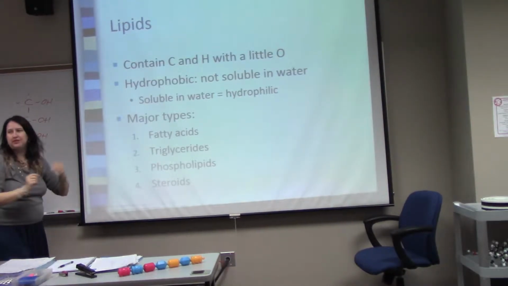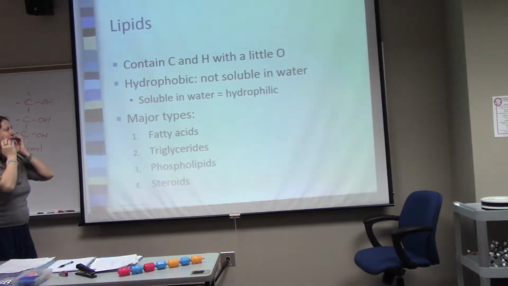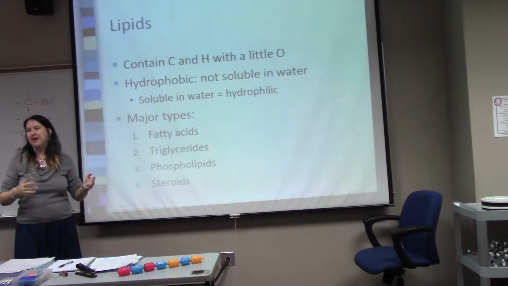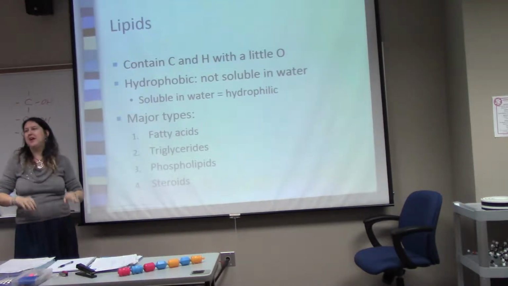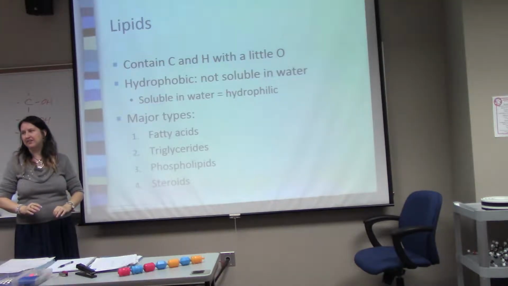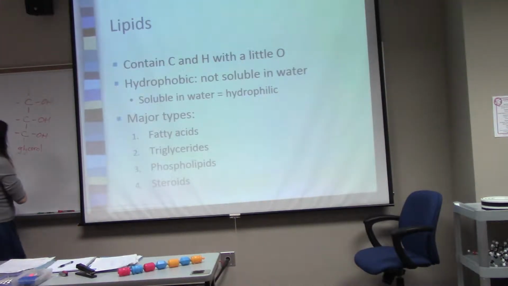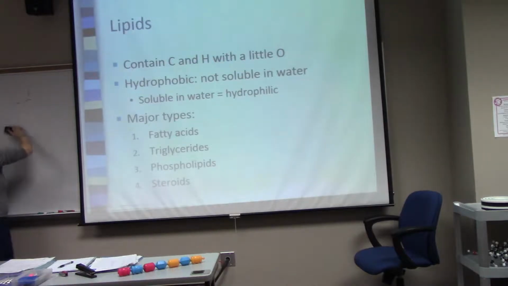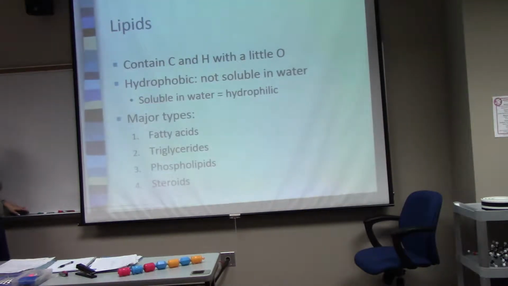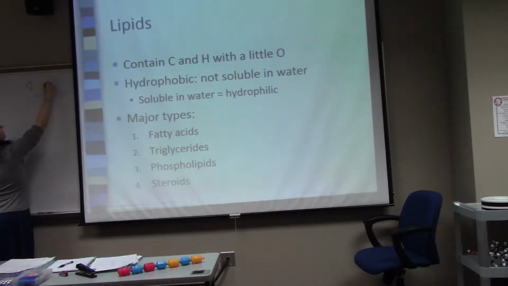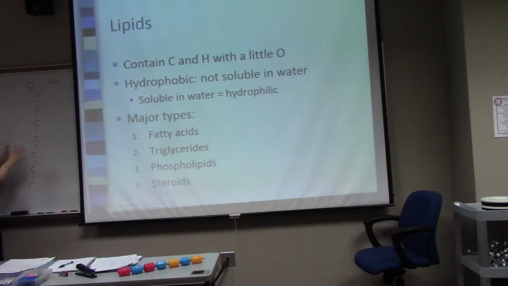Our next group is called lipids. Lipids also have carbon, hydrogen, and oxygen, but they generally have much, much less of the oxygen. Because oxygen is the one that makes polar bonds, that means there's very little polarity in a lipid.